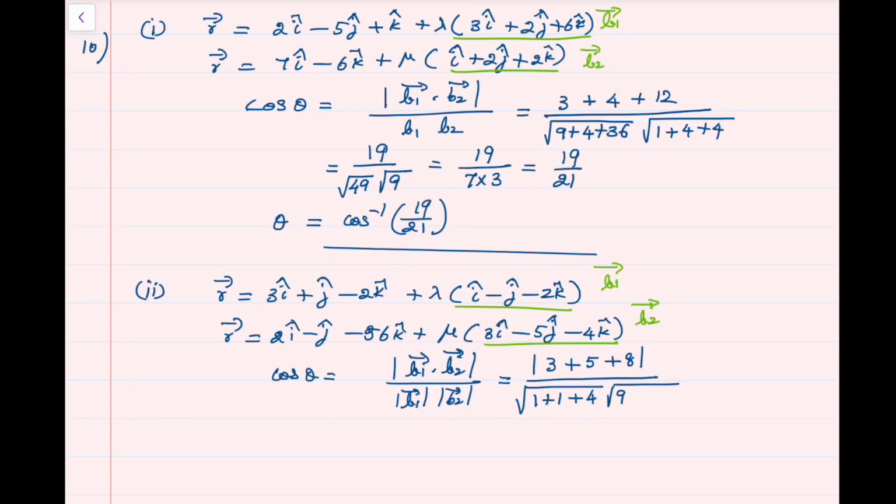into magnitude of the second vector, root of 9 plus 25 plus 16, which is equal to 16 divided by root 6 times root 50, equal to 16 divided by root of 300. Root 300 can be written as 10 times root 3. Let us simplify. Therefore, theta is equal to cos inverse of 8 divided by 5 times root 3.